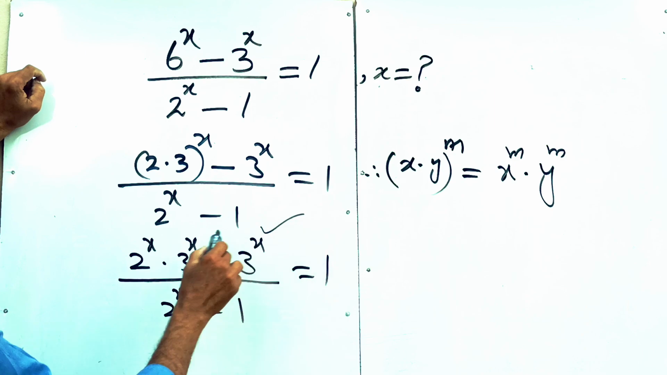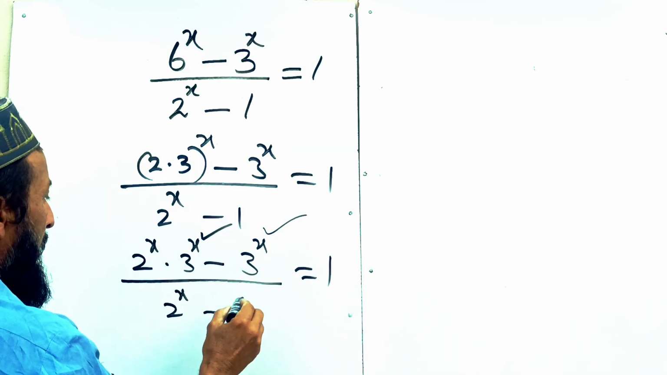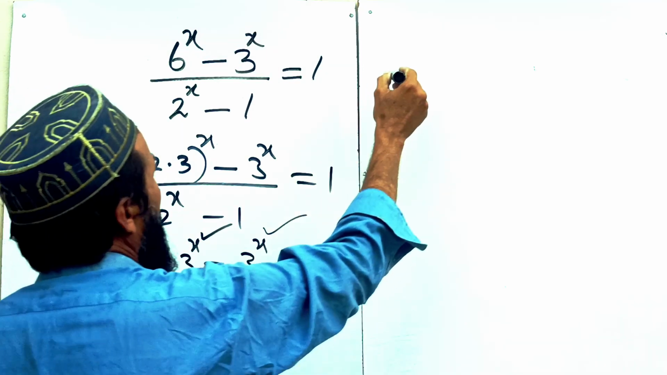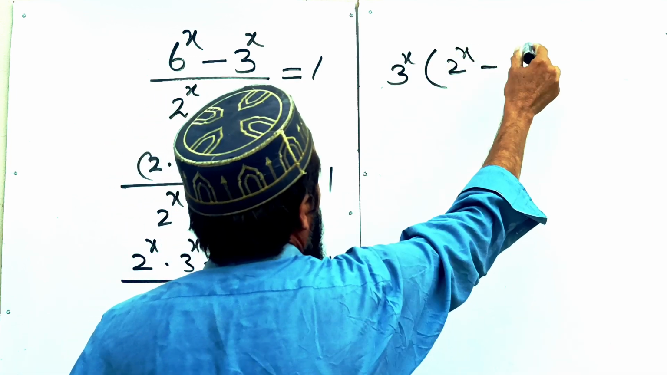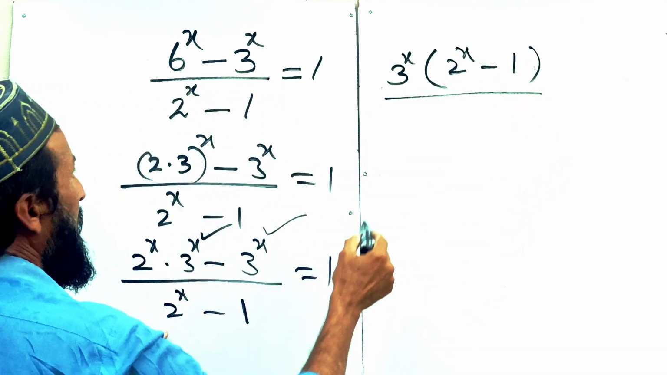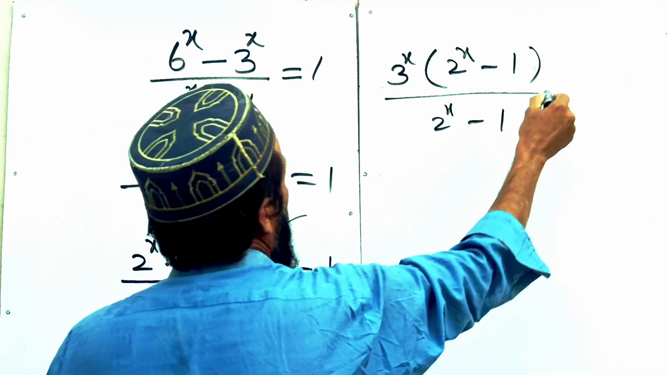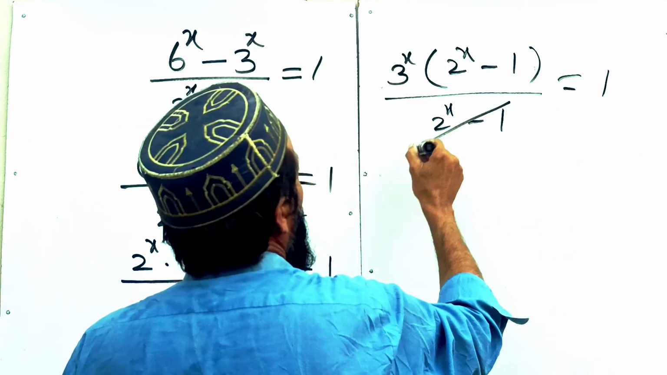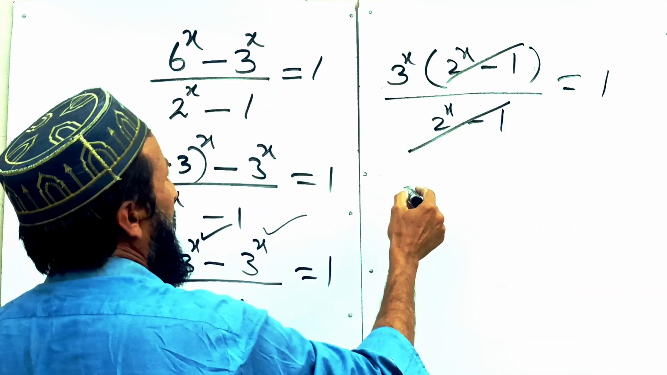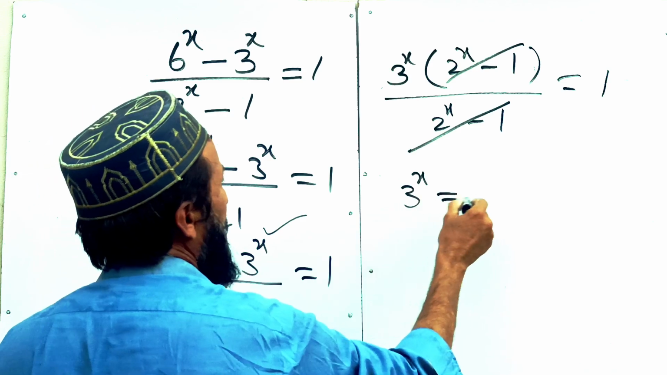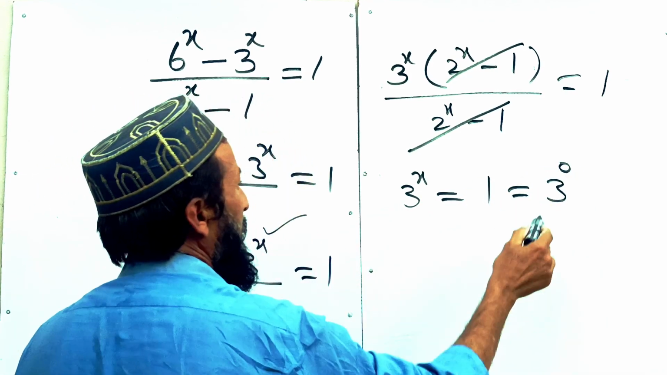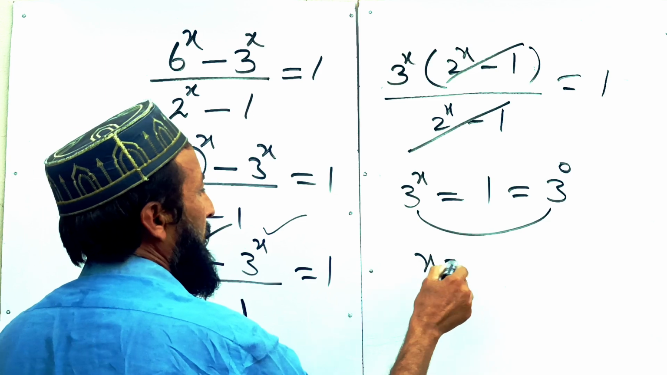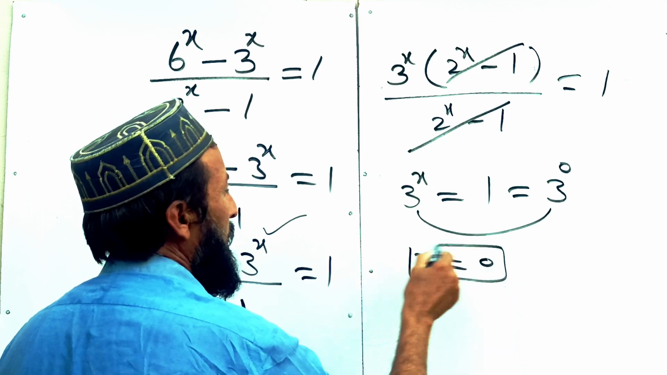Now we take 3^x common in the numerator, and we also take 2^x minus 1 common, giving 2^(x-1) in both, and 2^(x-1) is equal to 1. So both terms cancel each other, and 3^x is equal to 1. Now we can write this as 3^0, so the bases are the same. So we get the answer x is equal to 0.